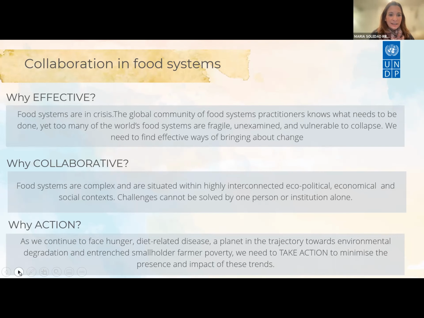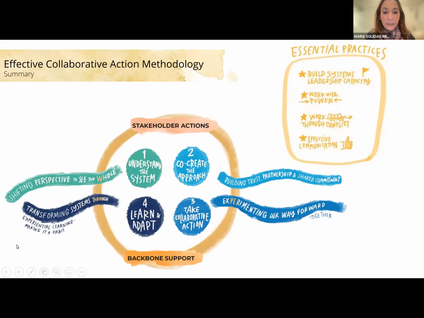If we go to the next slide, some of you are already probably familiar with effective collaborative action's components. So we have 4 building blocks. We've got 3 key elements, apart from the building blocks: stakeholder actions and backbone support, and the 4 essential practices. And all of these elements were introduced through the ECA discovery sessions. If you haven't managed to join one of these sessions yet, please stay tuned and sign up to the next session to learn more about this methodology. And trust is a foundational quality to build collaborative efforts, particularly within complex projects with multiple stakeholders, like the ones that we work on.